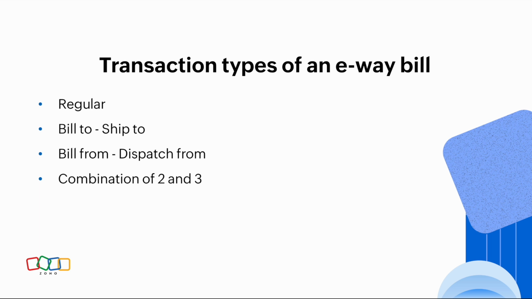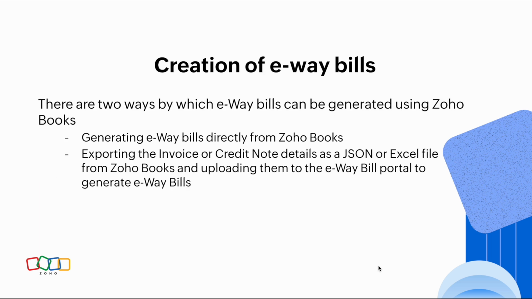Next is combination of 2 and 3. The transaction type will be combination of 2 and 3 if the bill from, dispatch from, bill to and ship to addresses are present in the e-invoice. In this case, the movement of goods is between you and your customer, but the person delivering the goods and the person receiving the goods is a third party. So creation of e-way bills via Zoho Books can be done in two ways.